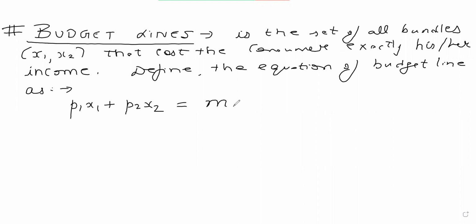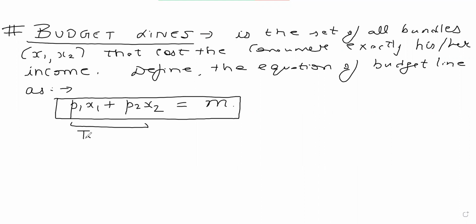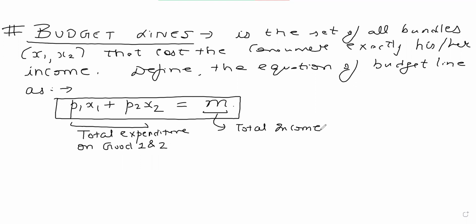When we were talking about budget constraints, the total expenditure of the consumer was either less than or equal to income. But in case of budget lines, the consumer is spending exactly equal to his income. That means this is the total expenditure on goods 1 and 2. This is your total income. Your total expenditure has to be exactly equal to your total income. Okay, so this was for 2 goods.